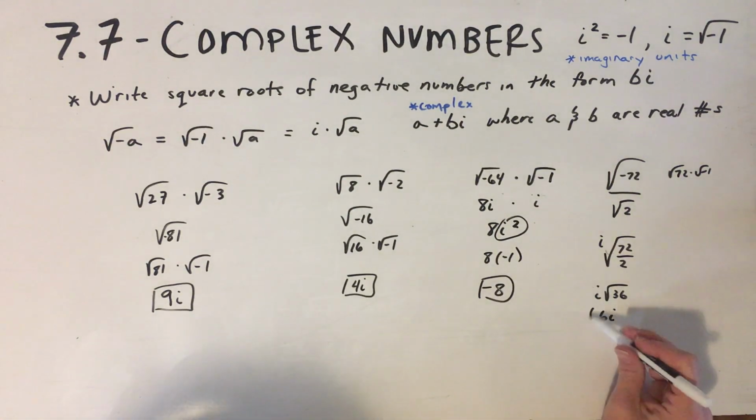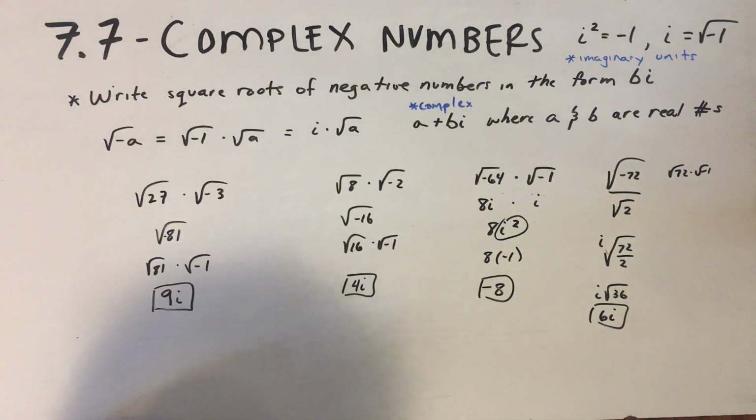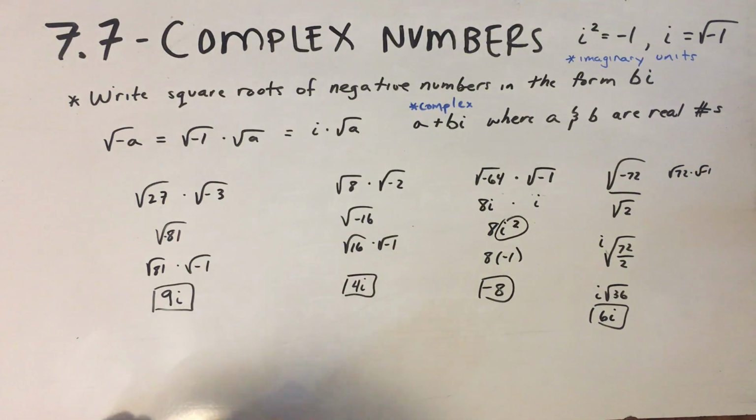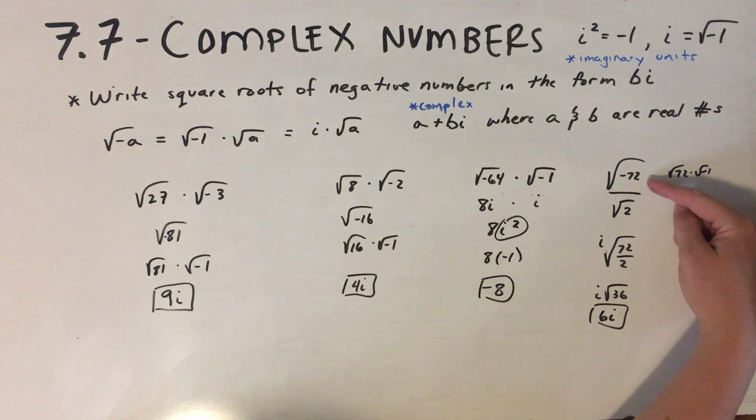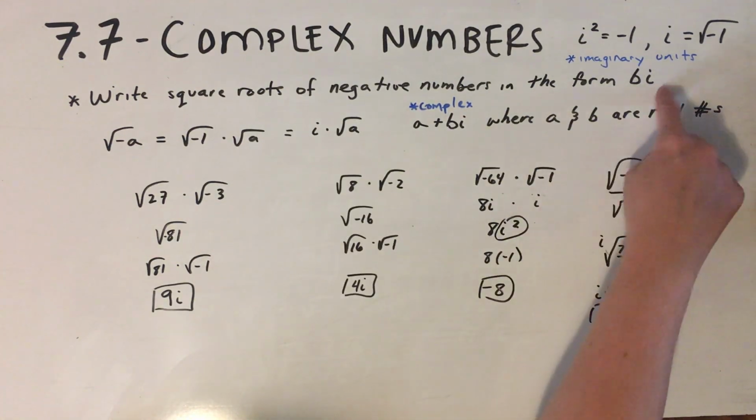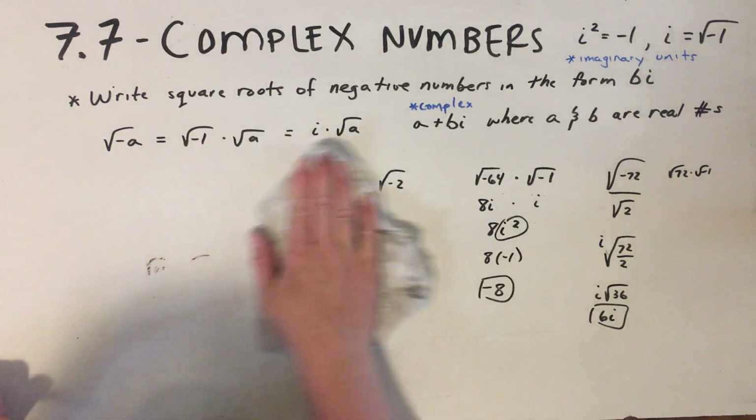So these are the answers that we would get if I'm using the quotient rule or the product rule, and I want to write it in the form of bi. So I just wanted to tag that on to this next lesson.